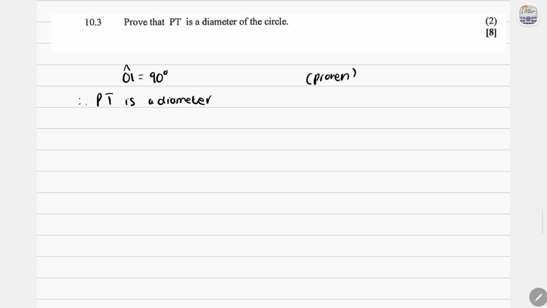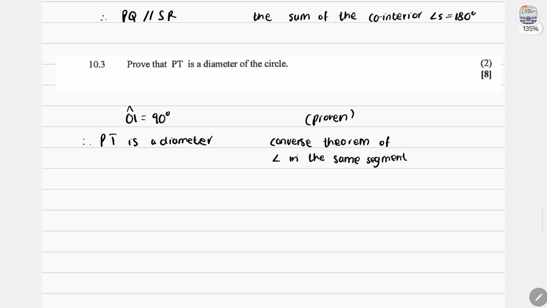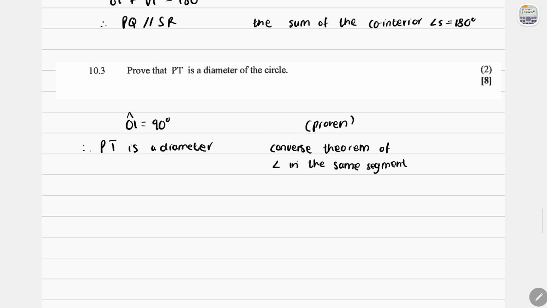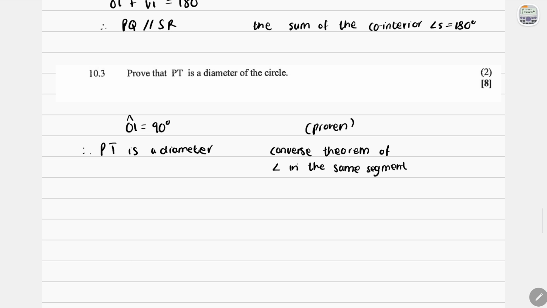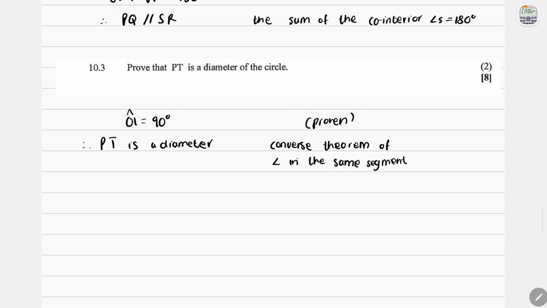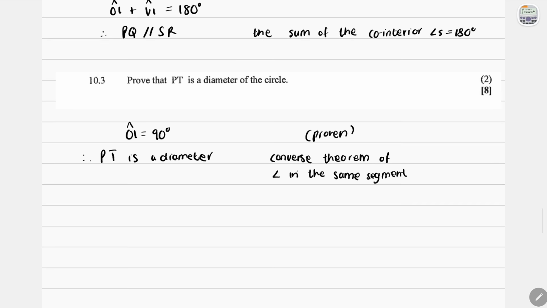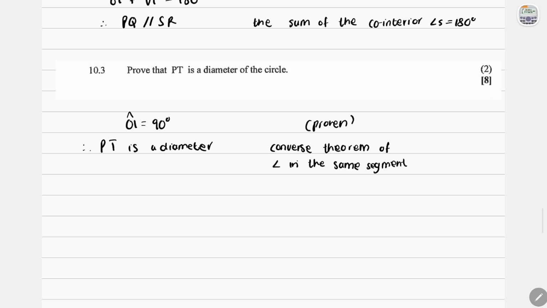So that is our reason over there, and that would be our answer. There was no need to find anything. We already saw that and we were able to just conclude that it is a diameter, and that is just for 2 marks. So that is it for question 10.